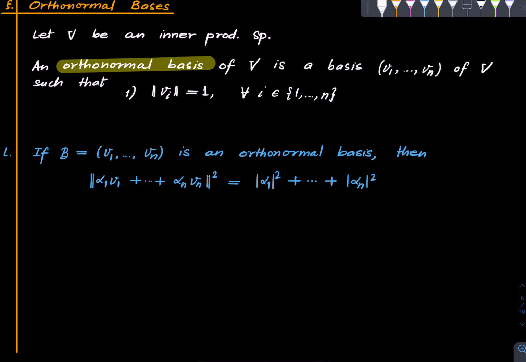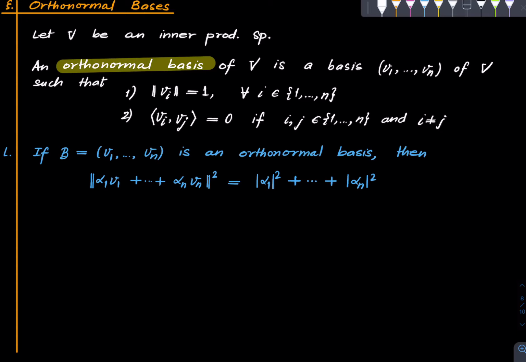So every vector in the basis has norm 1, and any two distinct vectors in the basis are orthogonal. That's the definition of an orthonormal basis.